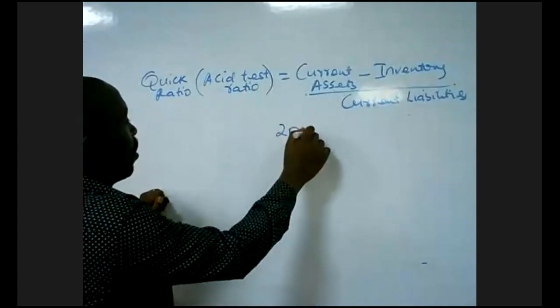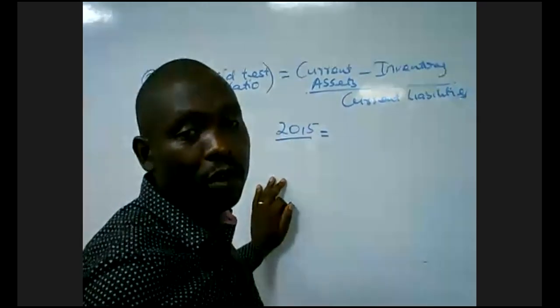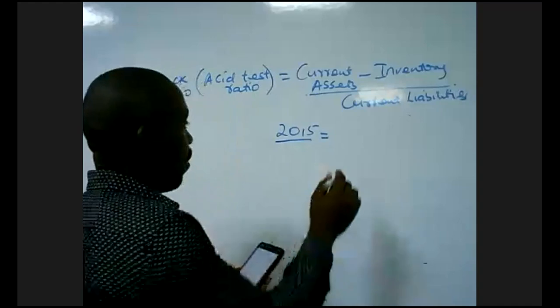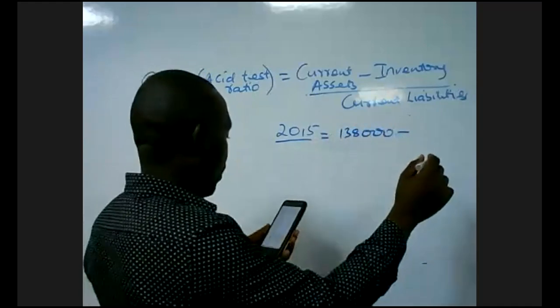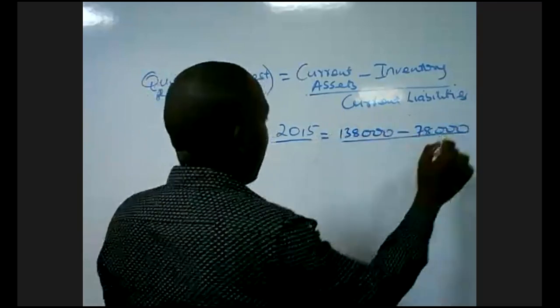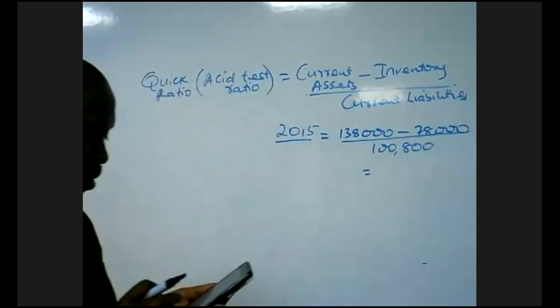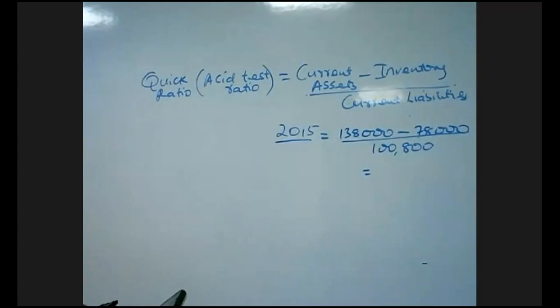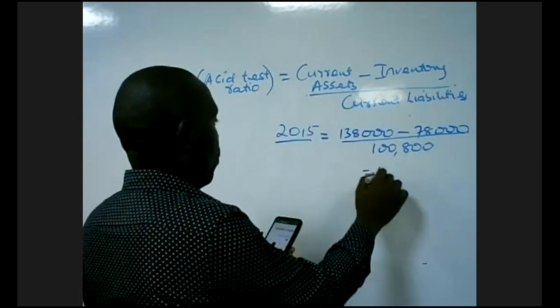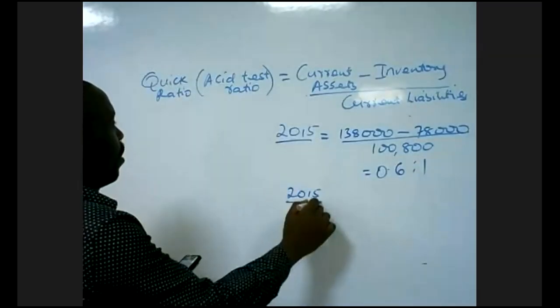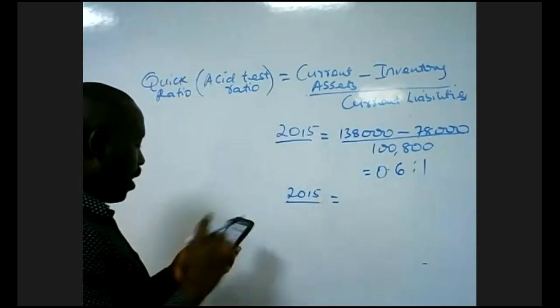For this year 2015, the current assets were 138,000 minus the inventory, which is 78,000, divided by the current liabilities in that year, which were 100,800. So you take 138,000 minus 78,000, get that, then you divide by 100,800. This is 0.6.